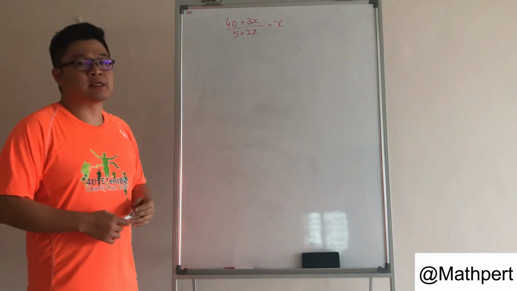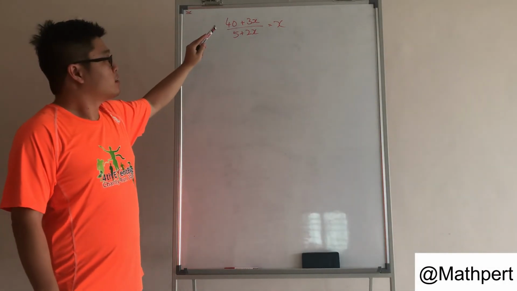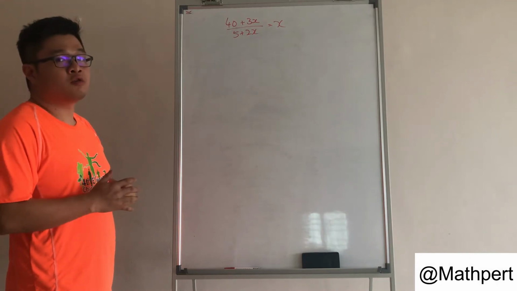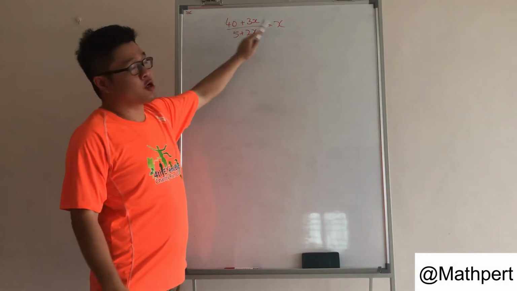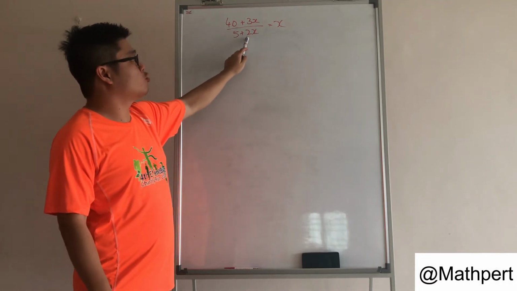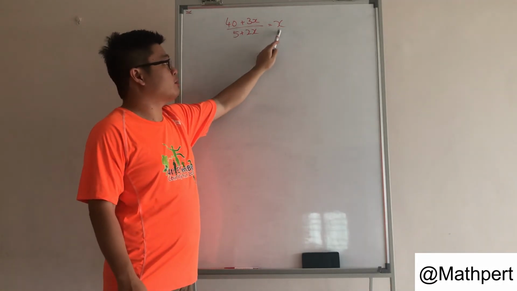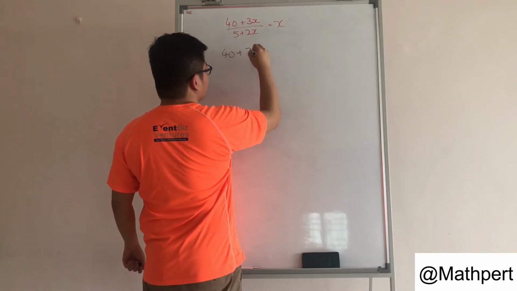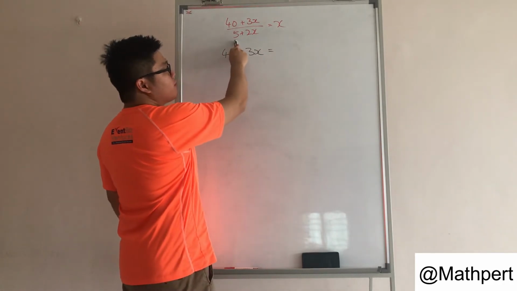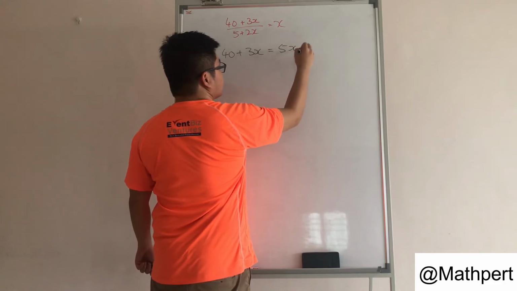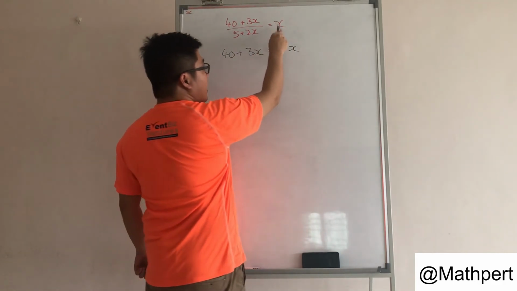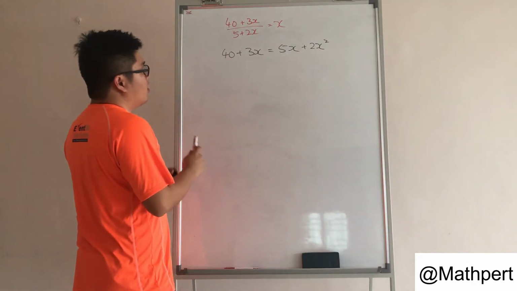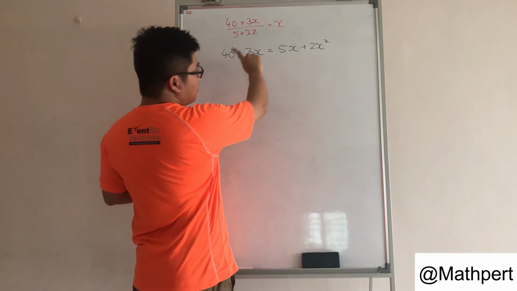Okay, now let's take a look at this example. We are asked to find the roots of these quadratic equations by factorizations. First of all, how do we do it? Okay, first we cross multiply this, meaning 5 plus 2x, we move it to the right hand side, multiply by x. So we got 40 plus 3x equals to 5 multiply x, we got 5x. Positive 2x multiply x, we got positive 2x squared. Okay, now we move everything to the right hand side.